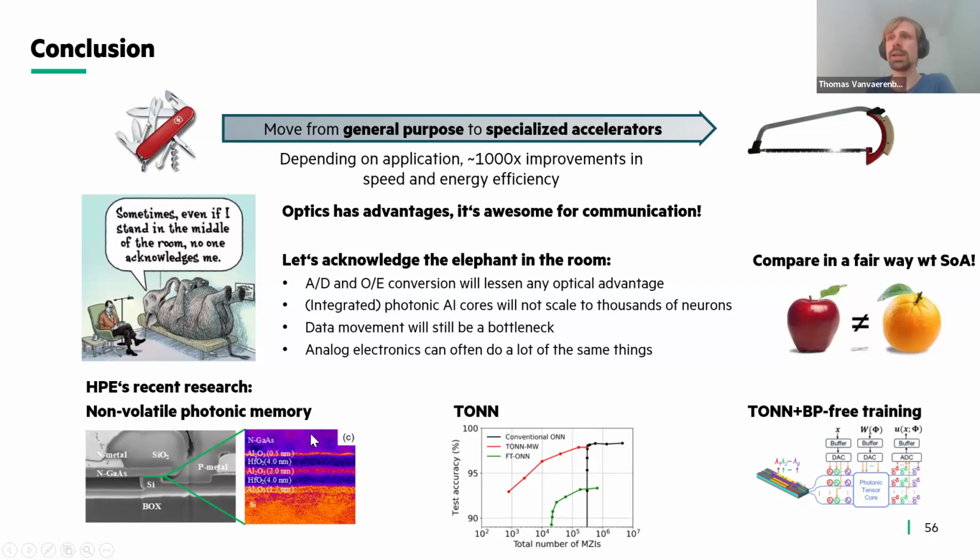But we do a lot of work on non-volatile photonic memory, some recent papers on that. Then we have the standardized optical neural network approach, and then very lately there was this fun paper about backpropagation-free training that also leverages the fact that we use tensor decomposition. And I think with that I will leave the room for questions.